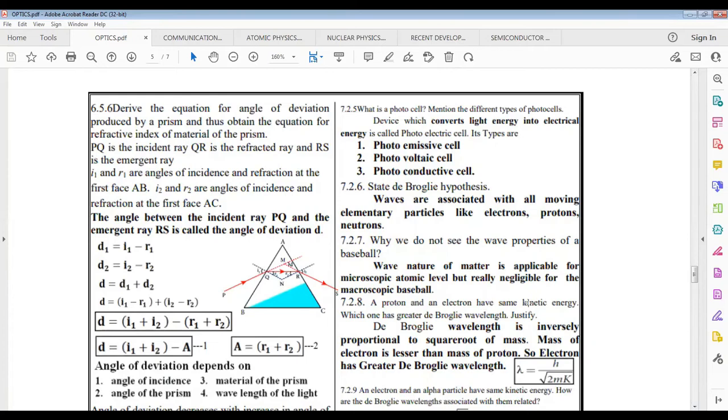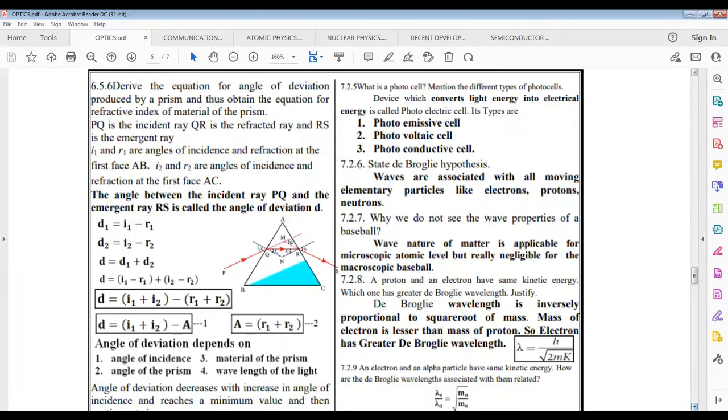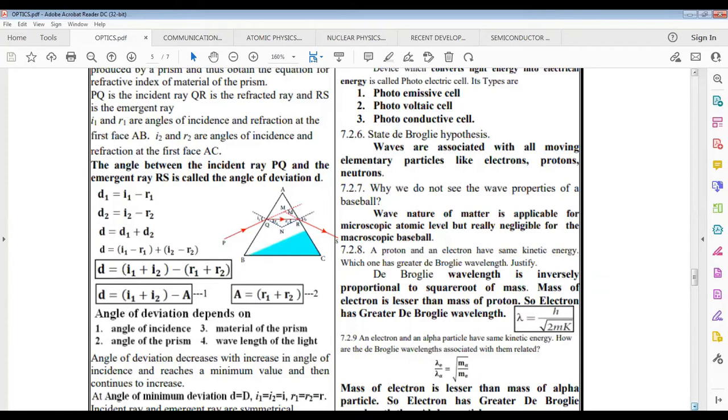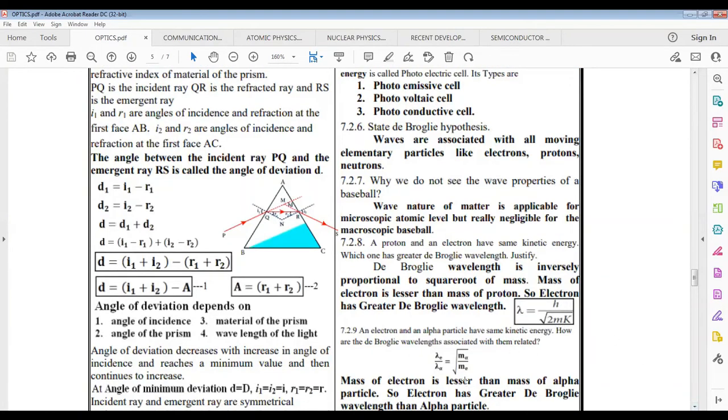A proton and electron have the same kinetic energy. Which one has greater de Broglie wavelength? The de Broglie wavelength formula is lambda is equal to h by root of 2mK. The kinetic energy is the same. So if you divide lambda 1 by lambda 2, all constants will cancel, and you will get the ratio of the masses.